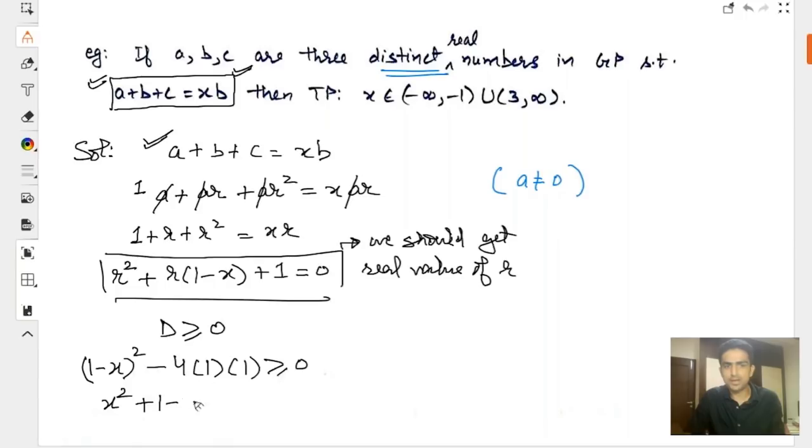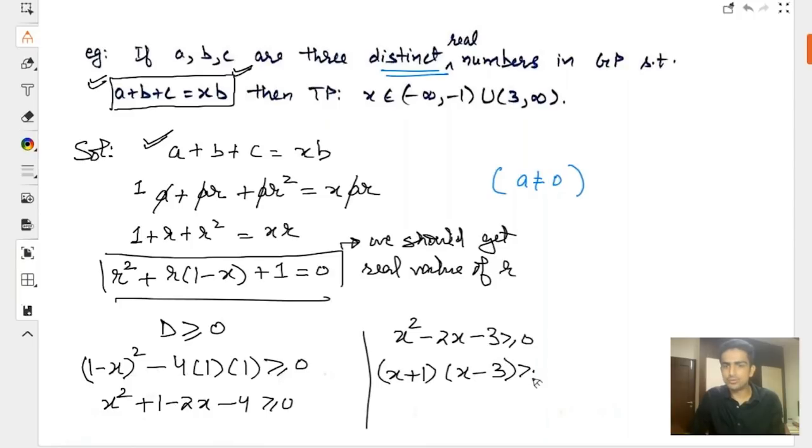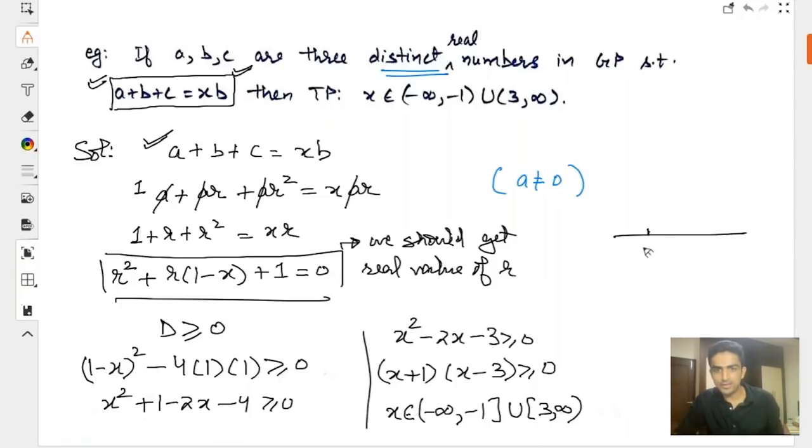X square plus 1 minus 2X minus 4 greater than or equal to 0. That is X square minus 2X minus 3. Certainly we can factorize it. X plus 1, X minus 3 greater than or equal to 0. Using wavy curve, I hope everybody knows wavy curve. We get X belongs to minus infinity to minus 1 union 3 to infinity.